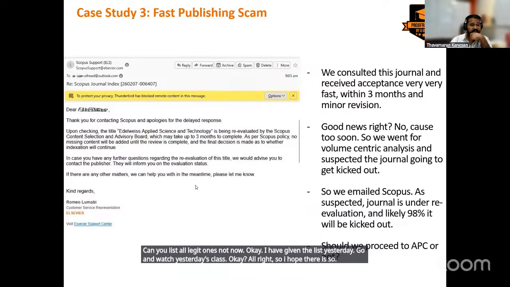So the student never proceeded with this. Thankfully, now he's under review with another journal. So don't go for fast ones.